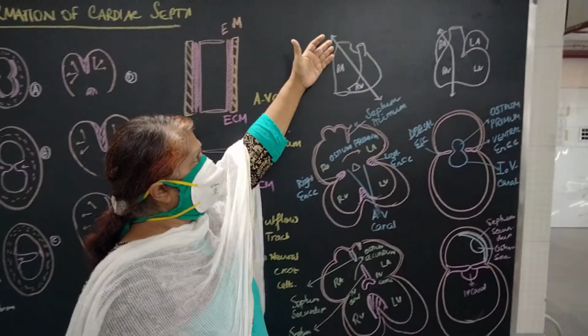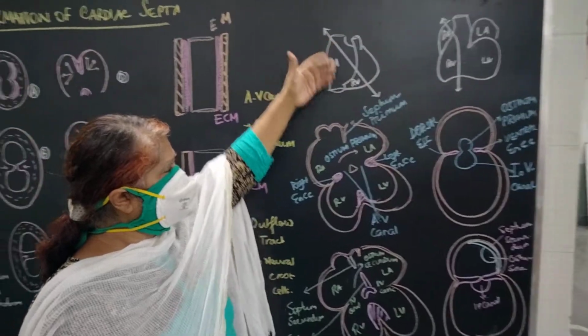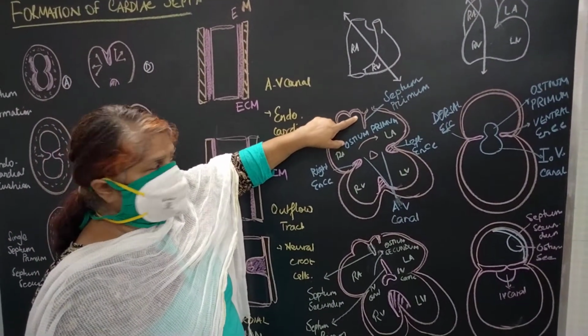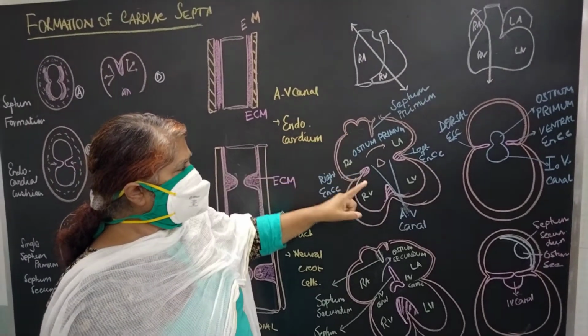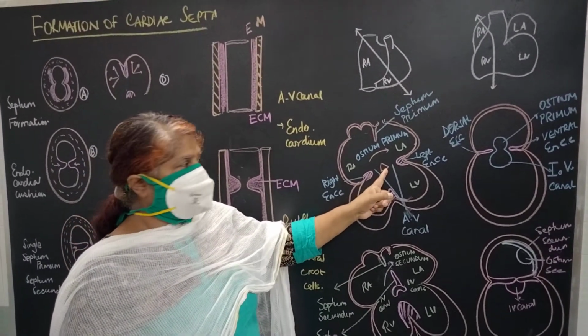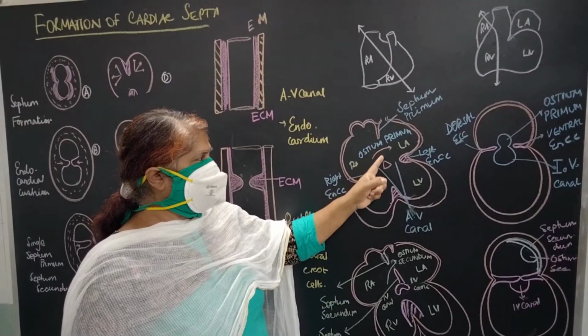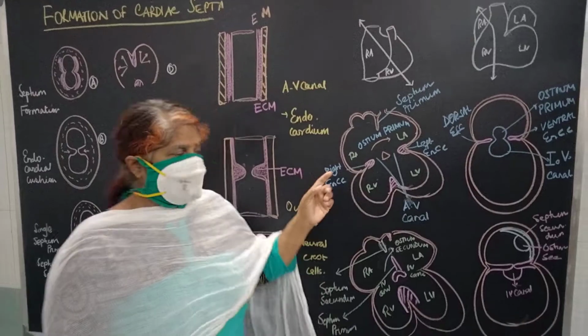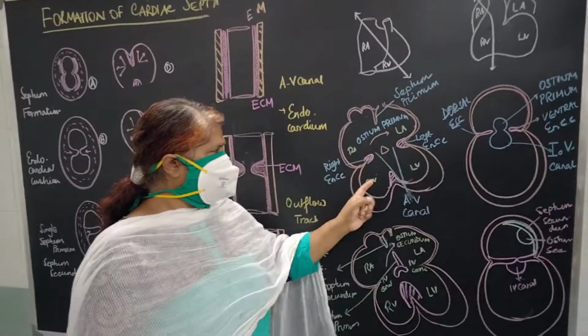Now we see the septum formation. This is the plane of dissection. We see this is the plane of dissection. This is the septum primum, which is from the roof of the common atrial chamber. This is the ventricular chamber. This is the endocardial cushions. So the gap between the endocardial cushion and the septum primum is called the ostium primum. That is the right atrium, left atrium, right ventricle, left ventricle.